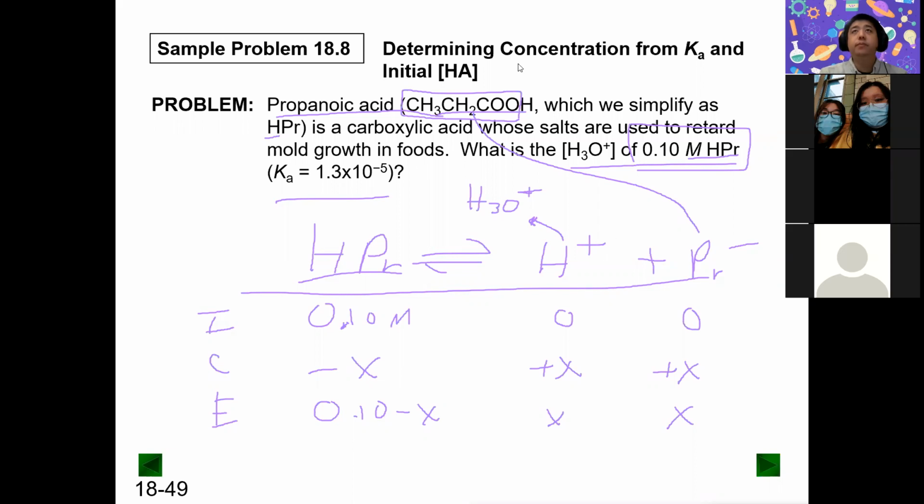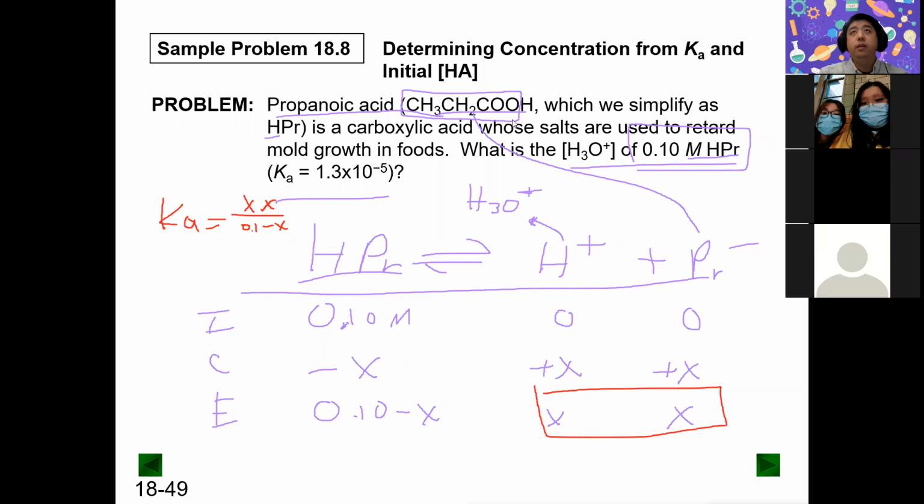Okay. So with that said, let me set this up in front of Ka. I'm not going to write the number of Ka for now. I'm just going to set this up. This is product over reactants, so I have these two on the top. So that's X times X. And the bottom is 0.1 minus X. Any questions about our setup here?